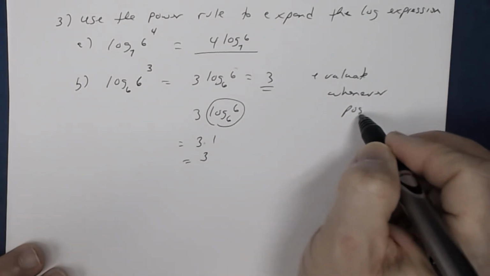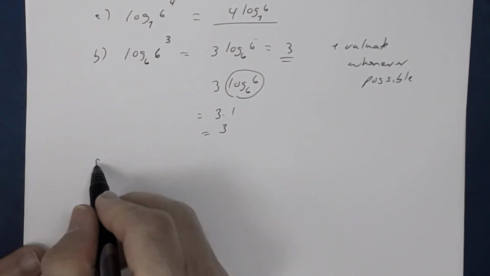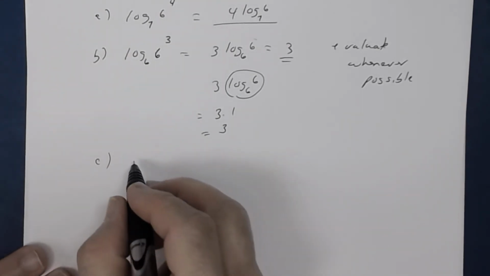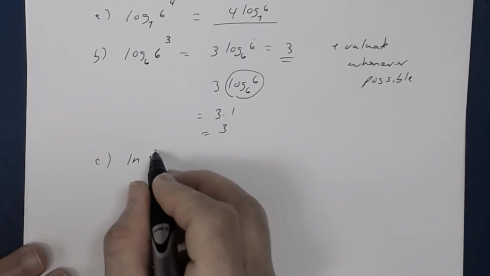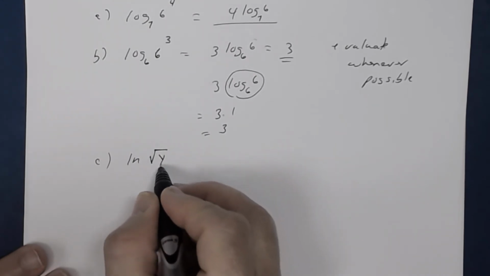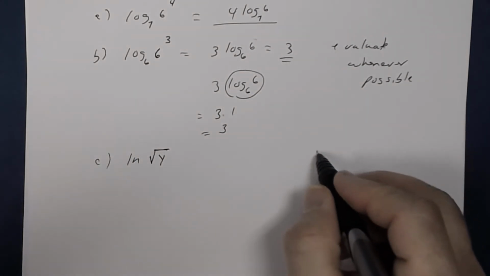Okay? Evaluate whenever possible. Okay, letter C. Suppose I had the natural log of the square root of y. Natural log of the square root of y. All right, well, you got to remember something about square roots or cube roots. You got to remember something about radicals. So you got to recall this.